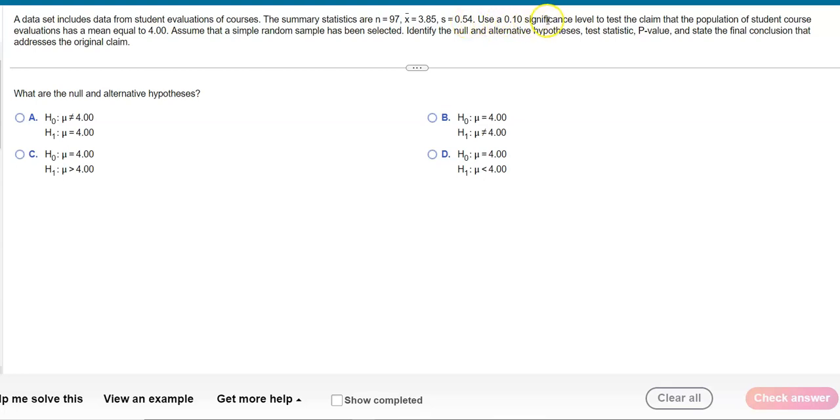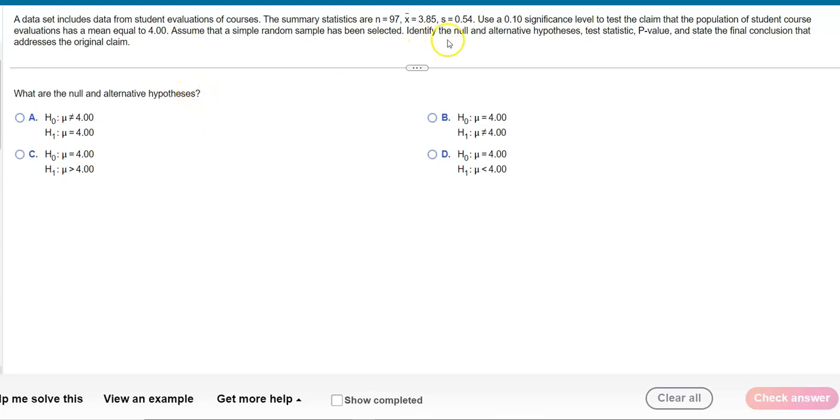Use a 0.10 significance level to test the claim that the population of student course evaluations has a mean equal to 4.00. Assume that a simple random sample has been selected, identify the null and alternative hypothesis, test statistic, p-value, and state the final conclusion that addresses the original claim. So first we're going to see what the null and alternative hypothesis are.